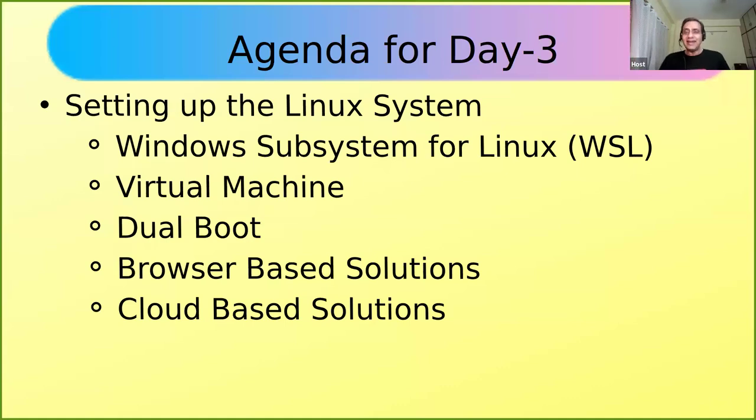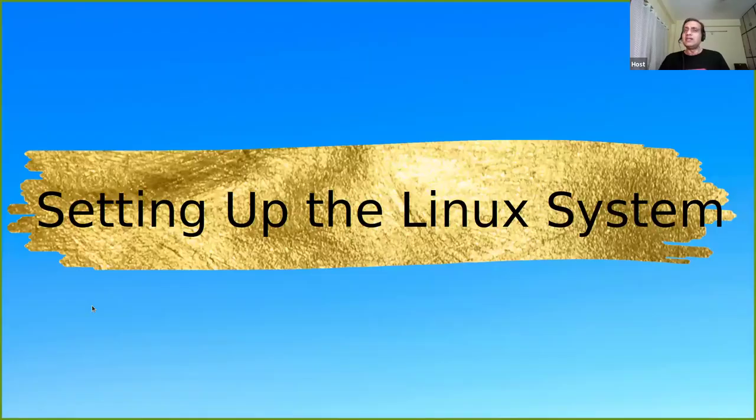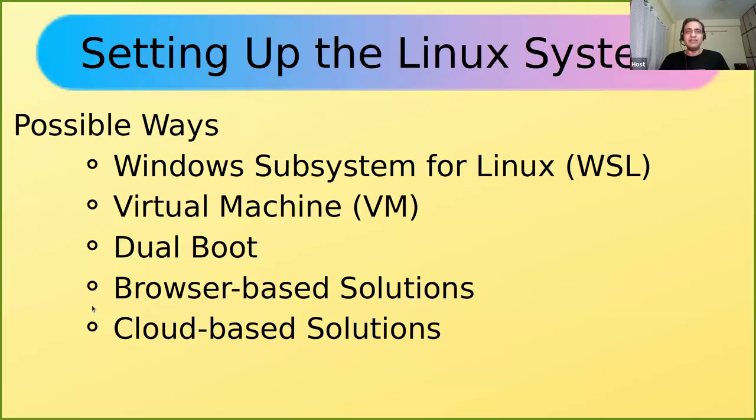So let's now move on. Now let's see the possible ways. As I have already discussed, the possible ways to have Linux on a Windows machine are Windows Subsystem for Linux and the virtual machine. These are the two ways. Another one is dual boot, where you either get booted up into Linux or you get booted up into Windows.